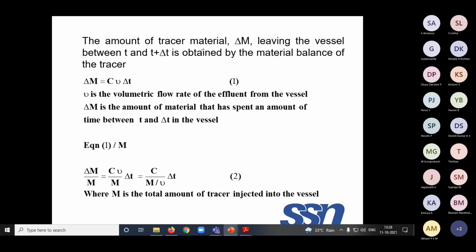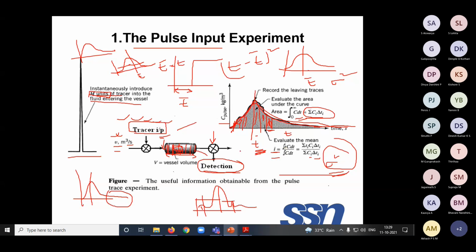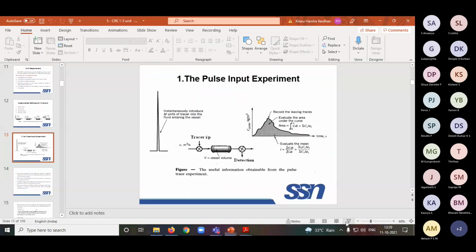Next, the amount of the tracer material, delta M, is the amount of the tracer. Delta M tells you how much is the increment. Delta M, leaving the vessel between T and T plus delta T, is obtained by the material balance. Now you know here, let me erase all this so that I'll come back again.